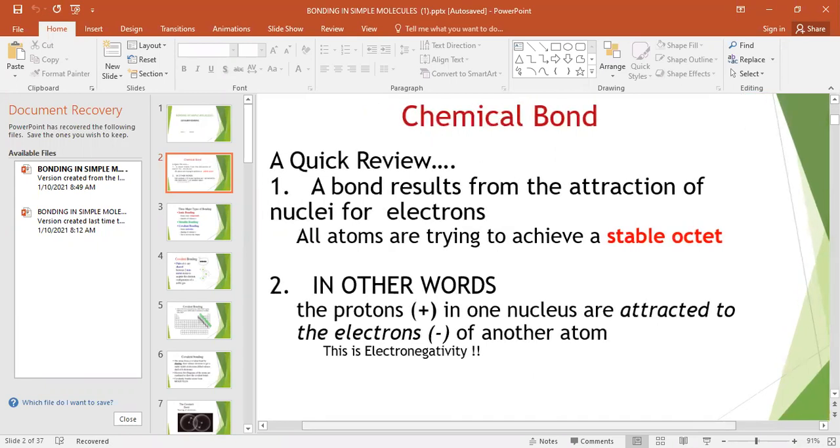A bond results from the attraction of nuclei for electrons. In a very simple way, when one atom combines with another atom, we call it a chemical bond, and we represent it by a line, a dash, like hydrogen. One hydrogen joined with another hydrogen, like chlorine, one chlorine joined with another chlorine, like nitrogen joined with hydrogen. So what does this line represent? A chemical bond.